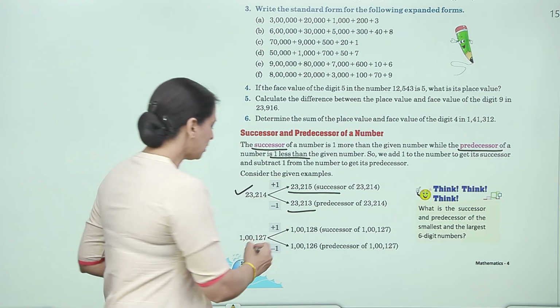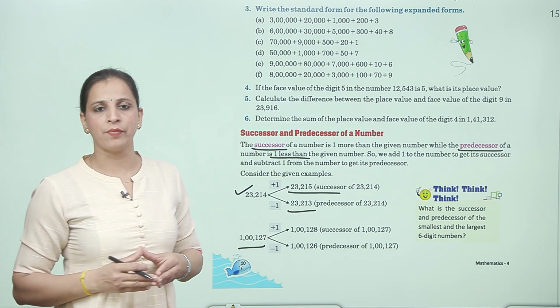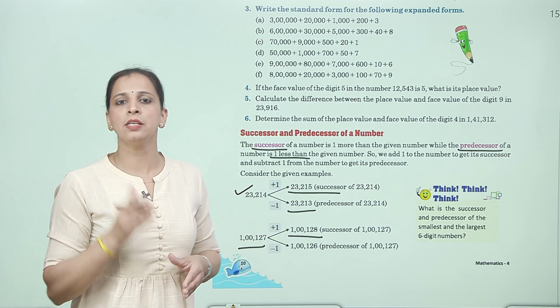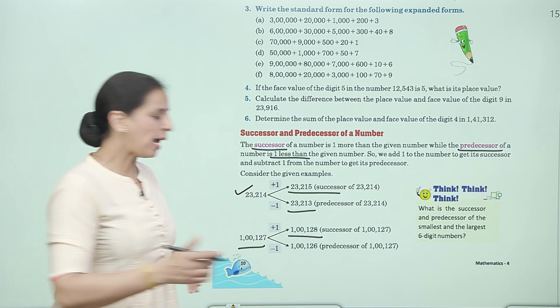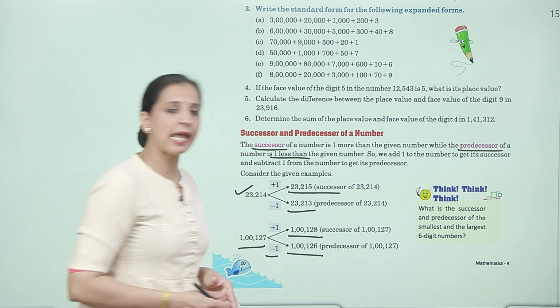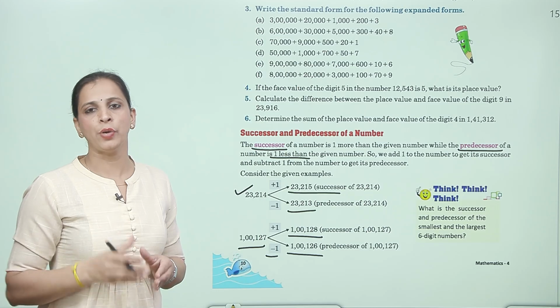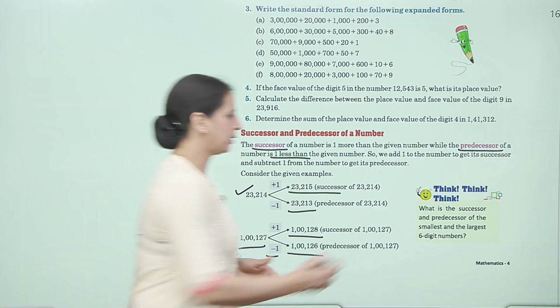Now, 1,127 plus 1 is 1,128, successor of 1,127, minus 1 is 1,126, predecessor of 1,127.